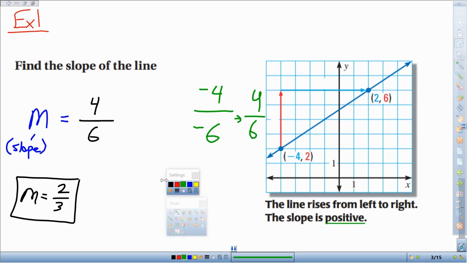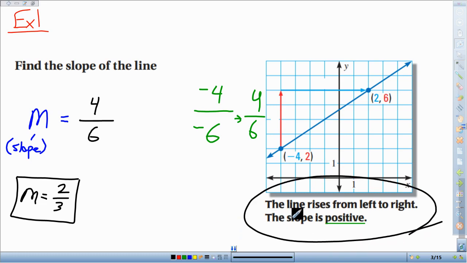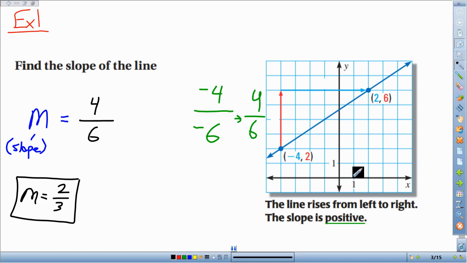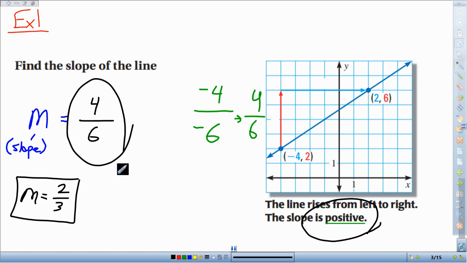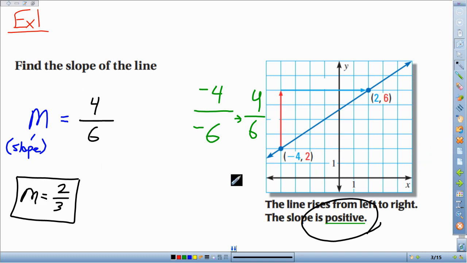Okay, and here's part of the reason why I go left to right. This last thing, the line rises from left to right. You guys notice it's going up from left to right. That will always happen when you have a positive slope. This is a positive number, 2 over 3 or 4 over 6. That is positive. We should expect this slope to be going up from left to right.